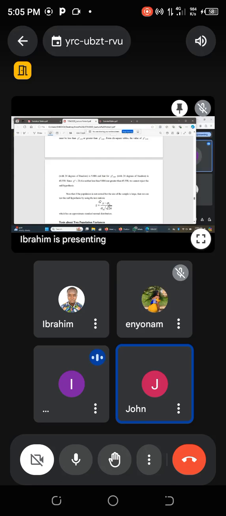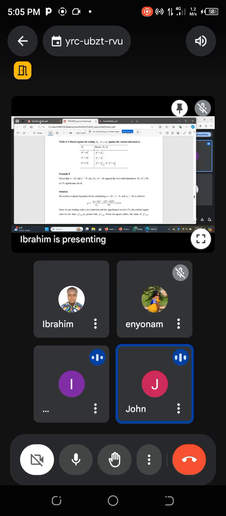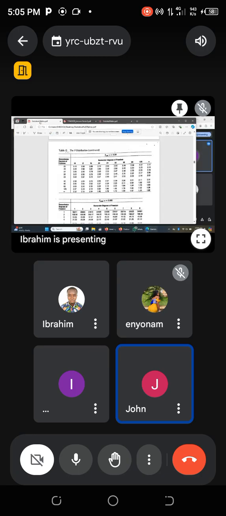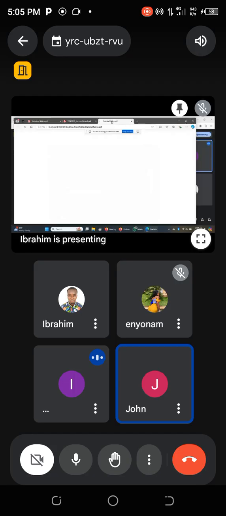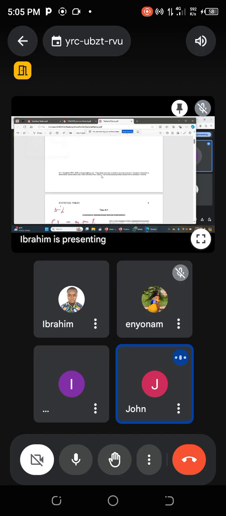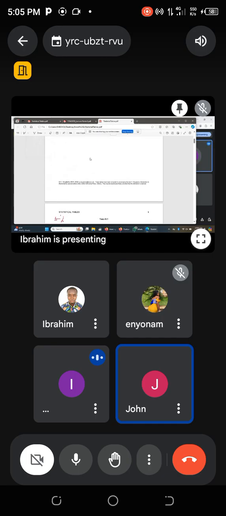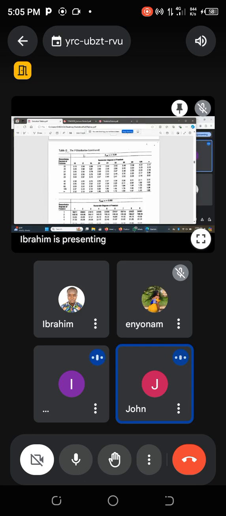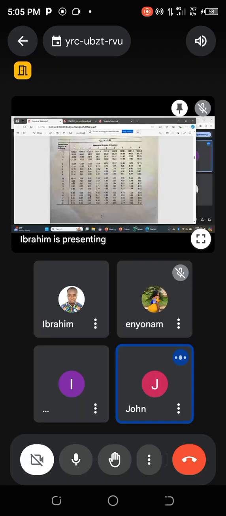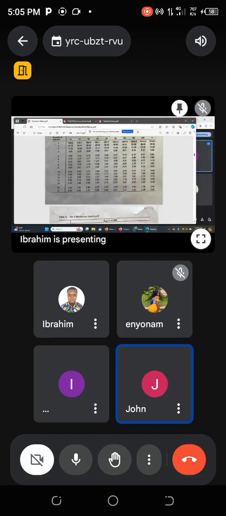Okay, first of all, let us look at how to read the values from the table. So we'll first look at the Z table, then we move on to the T distribution table, then to the F distribution table, then we go also to the chi-squared table. So let's begin with the Z distribution table.